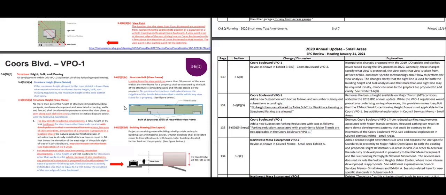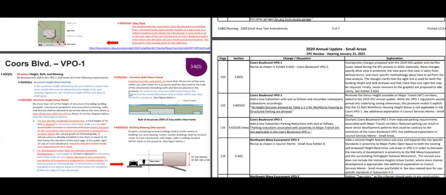frame for a property. So the view frame is defined as the elevation, of course, at the bottom. At the top, it's drawn along the highest point of the Sandia ridgeline that you can see within that view frame. The edges are drawn by the edges of the property line. Those form these sides of that view frame.